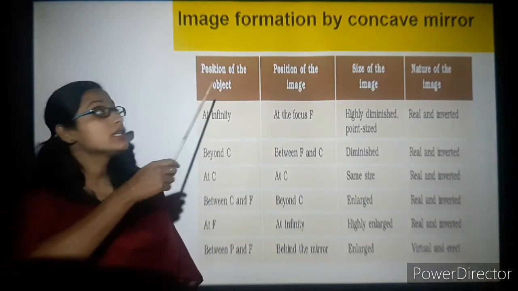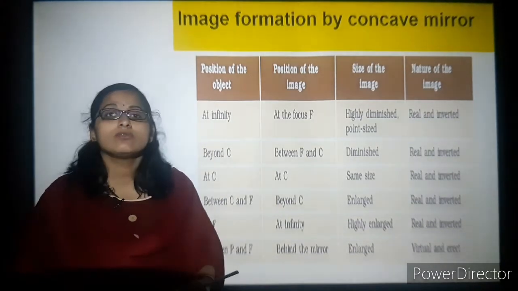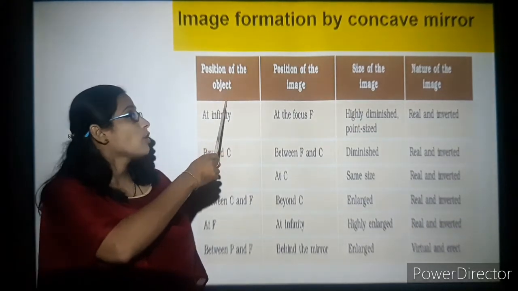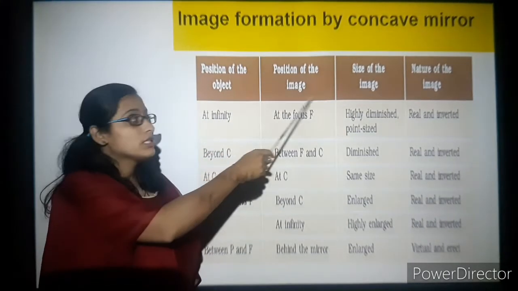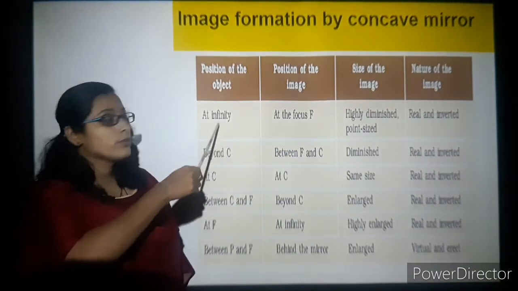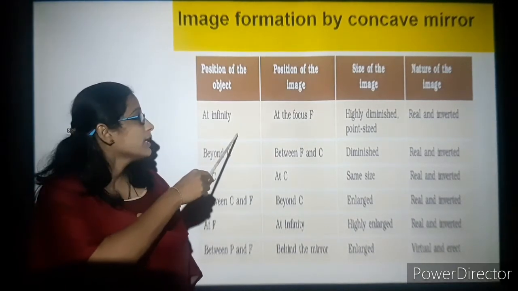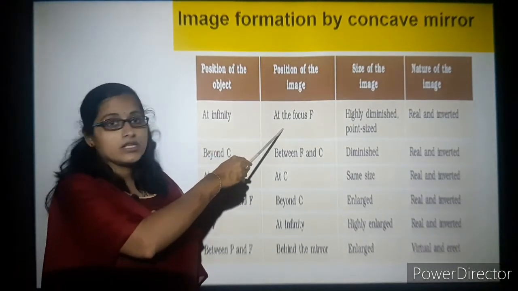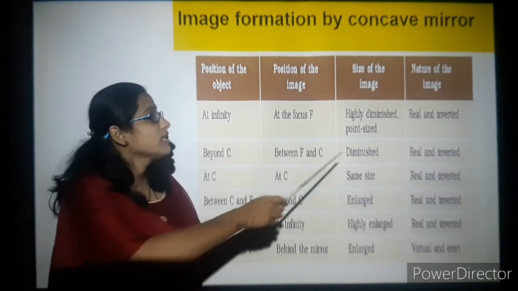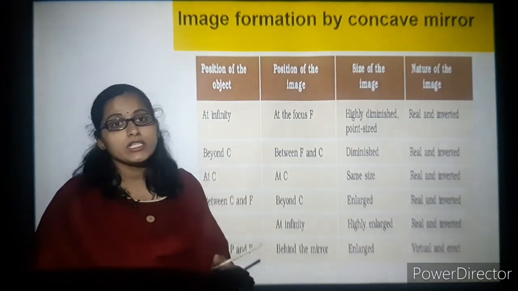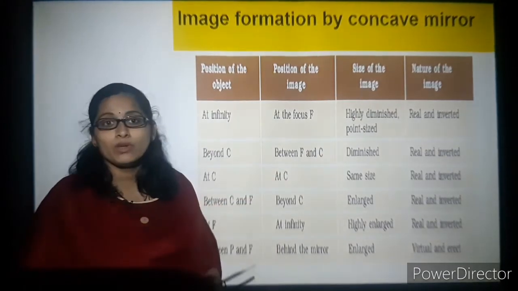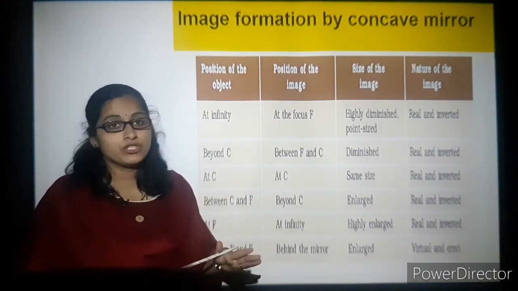So first we will see the image formation by a concave mirror. This is already given in your textbook. You can refer to it. So we can see the position of the object, position of the image, size of the image, nature of the image. If the position of the object is at infinity, then the position of the image is at the focus F. Then what is the size of the image? It will be highly diminished and point sized. Diminished means very small. So you can see that the nature of the image will be real and inverted.